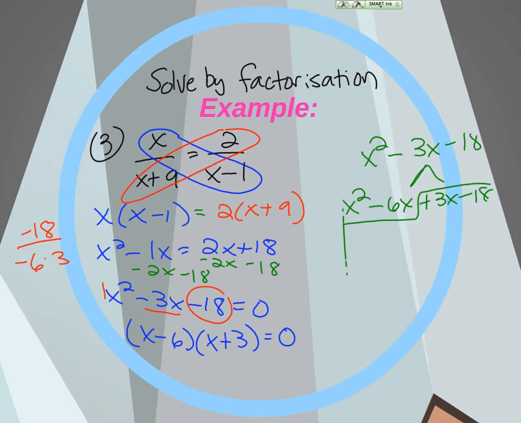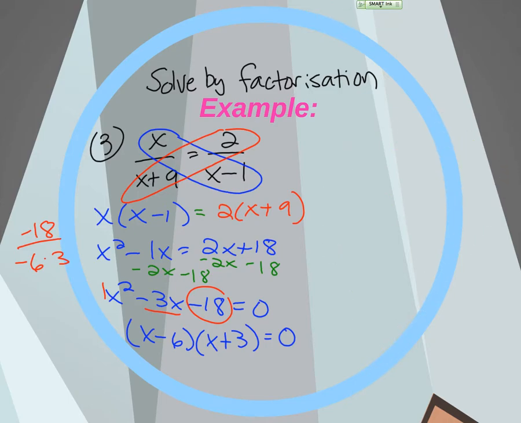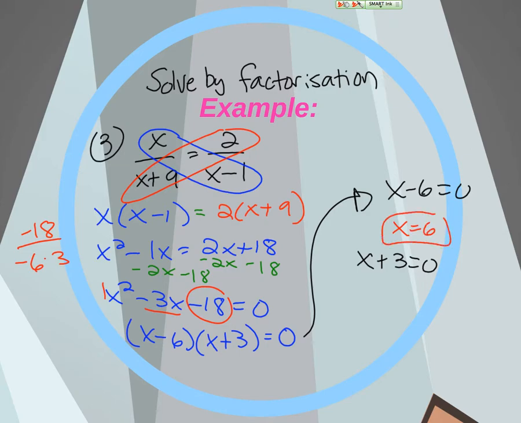So now we have to do the null factor last. I'm going to have to bring that back up here as well. So I've got x minus 6 equals 0 and x plus 3 equals 0. And when I solve, x equals 6 or x equals negative 3. All right, so that is solving by factorization. Are there any questions? Okay.